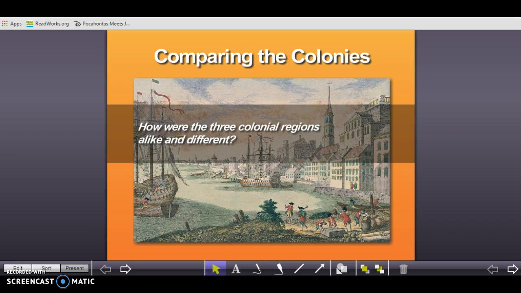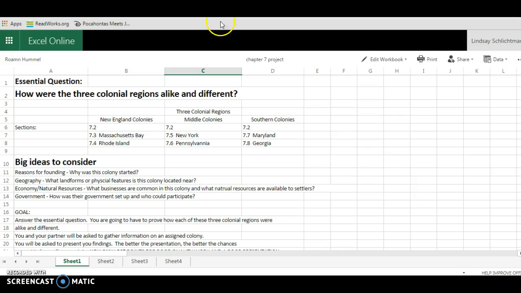In Chapter 6, we talked about the early settlements, and now we have more and more European settlers coming over and establishing new settlements and eventually colonies in what is now the United States. We're going to take a look at an Excel document. This is really going to outline what you will be doing for this project, and I have a copy of this on my Google website that you can download and take a look at if you have questions along the way.